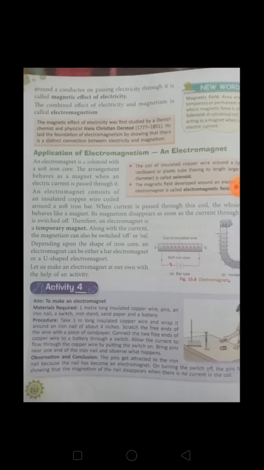Allow the current to flow through the copper wire by putting the switch on. Now bring the two pins near the iron nail and observe what happens. The pins will get attracted toward the iron nail because the nail has become an electromagnet. On turning the switch off, the pins fall down, showing that the magnetic nature of the nail has disappeared as we are cutting the current supply. Understood?